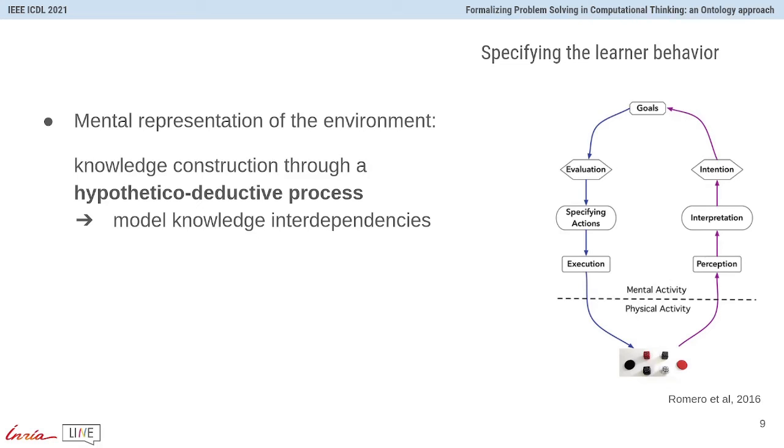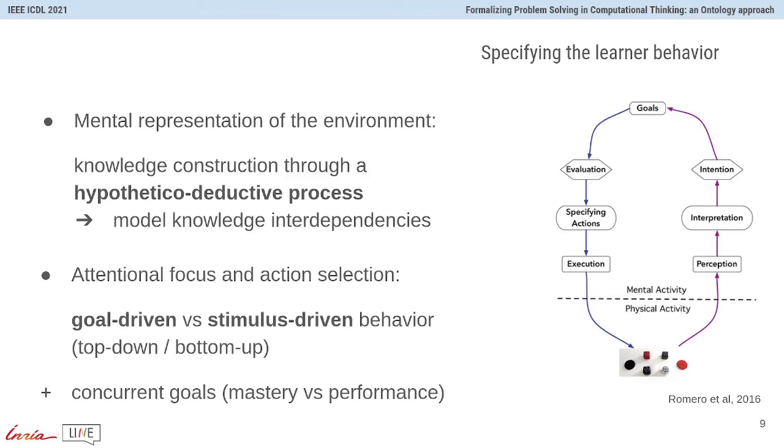Another point we are interested in developing is the mode of behavior driving the attentional focus. The learner may define goals and sub-goals derived from their hypothesis in order to complete the task and increase their knowledge about the environment. But stimuli may also distract them from their initial goal and make them revise their strategy. We want to characterize these two approaches, goal-driven or top-down versus stimulus-driven or bottom-up.